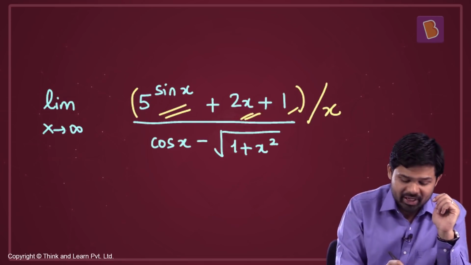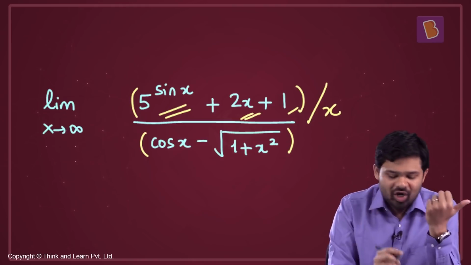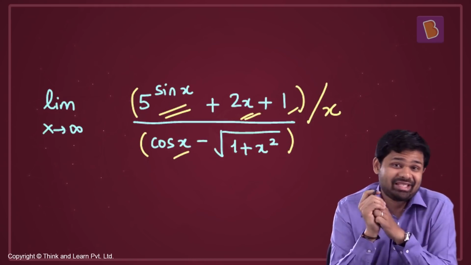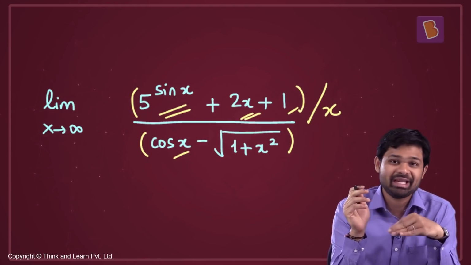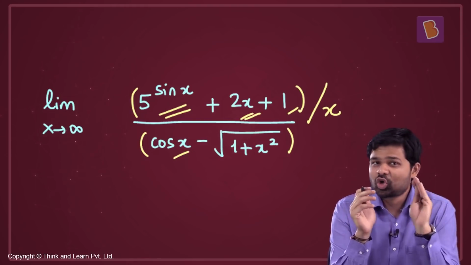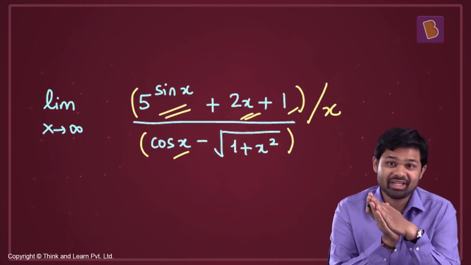But what about the denominator? Now the denominator here, I have a cos x. The cos x is again going to behave exactly like sin x. Irrespective of what value of x you put, this is going to lie between -1 and +1. So cos x is going to be a finite value. So if I divide that by infinity, I will get a 0.